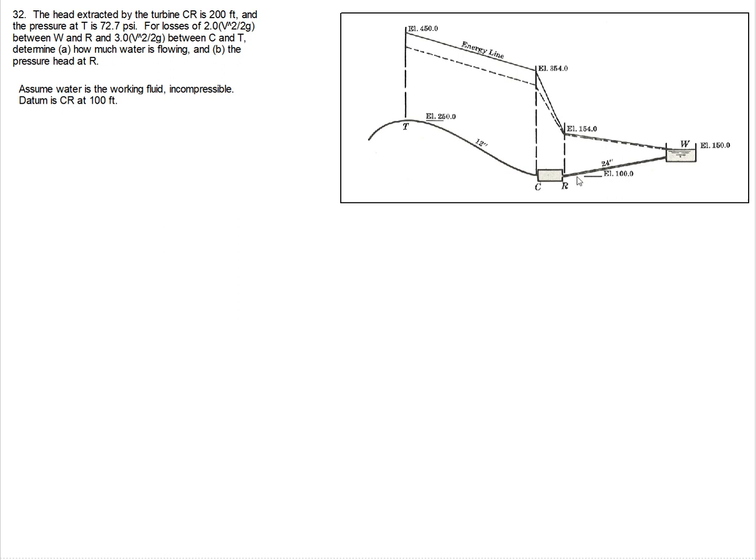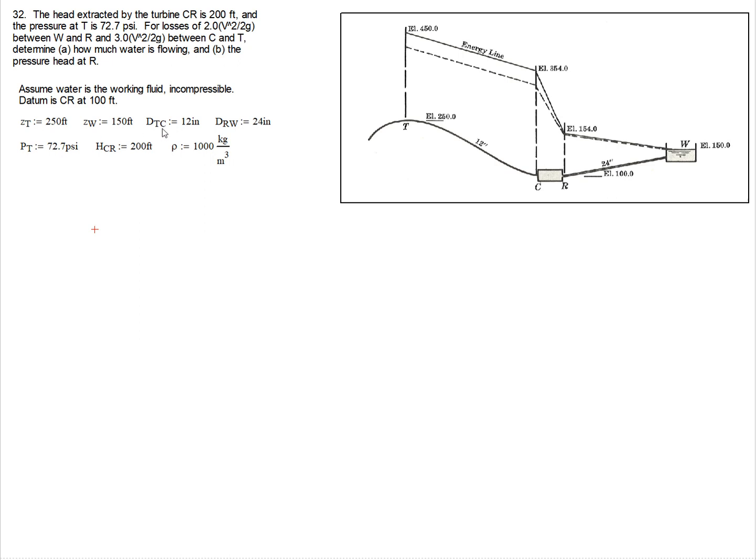Notice that they give us an elevation of 100 feet, so we need to keep a count of the relative elevation changes. So this is 50 feet, and this is 150 feet difference in elevation. Notice we have a 12-inch diameter pipe and a 24-inch diameter pipe at the outlet. So we've got water coming down, running through a turbine, generating power, and then going into this tank. So let's put some given information in.